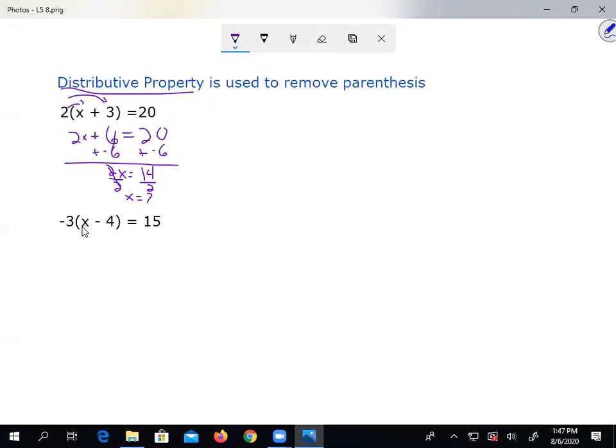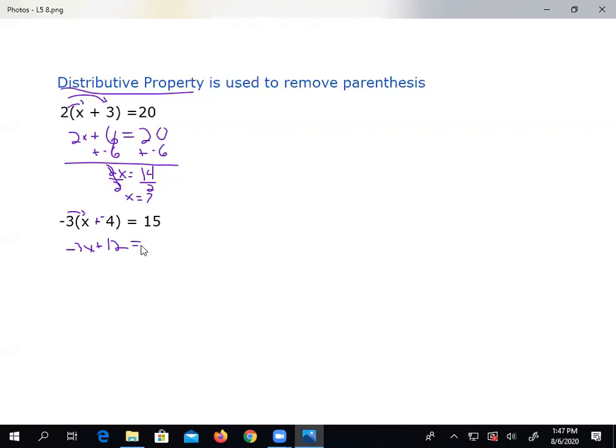So if I look at this next one, remember this is really a plus negative 4, because we really see that as 2 terms. We want to see that as addition. So I'm allowed to distribute through the parentheses. Negative 3 times x is going to be negative 3x, plus then negative 3 times negative 4. Well, negative times negative is going to be a positive 12.